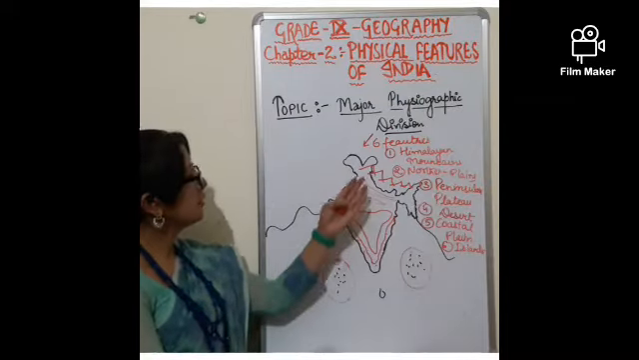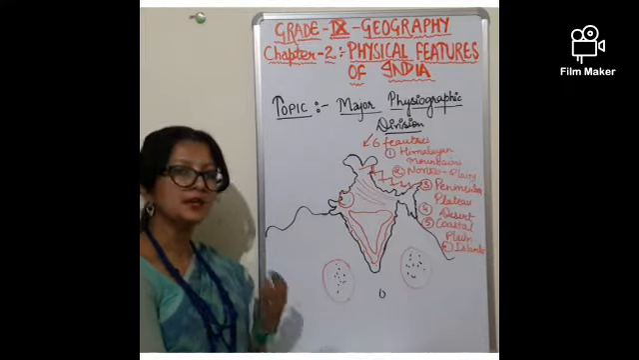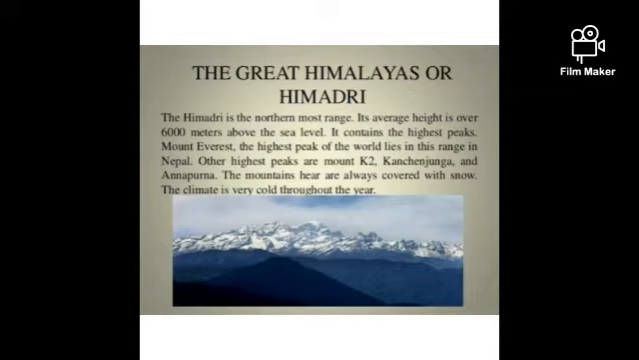Now let us see broadly how the Himalayan mountains were generated and how they are classified. Let's discuss the mountain ranges in detail. The first one is the Himalaya or the Himadri, which lies in the northernmost range. Its average height is about 6,000 meters above sea level. It contains the highest peaks. Mount Everest, the highest peak of the world, lies in the range of Nepal. Other high peaks are Mount K2, Kanchenjunga and Annapurna. The mountains here are always covered with snow, and the climate remains very cold throughout the year.